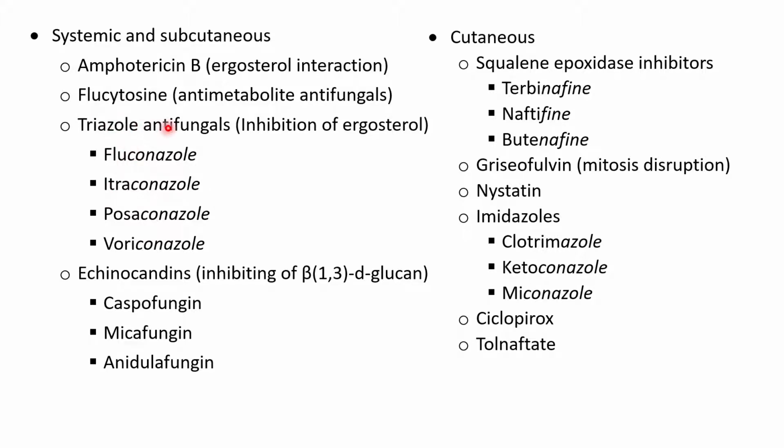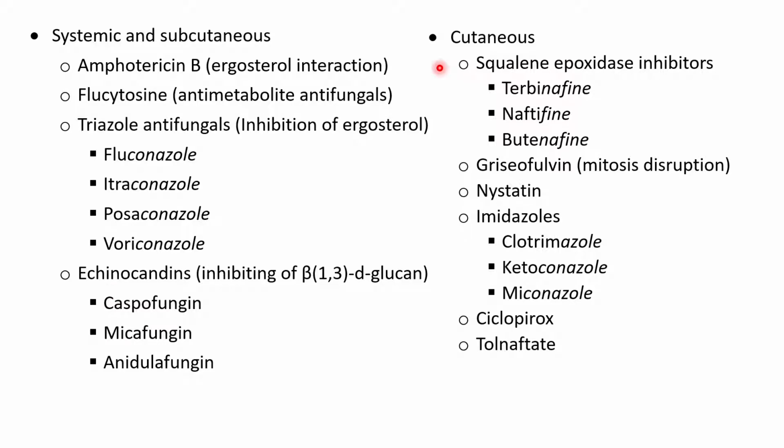So azole fungals that are imidazoles are used mostly for the cutaneous infections, but triazole antifungals are used for systemic, and they have a conazole ending. Like fluconazole, itraconazole, posaconazole, and voriconazole, and then also echinocandins are used also as systemic drugs.